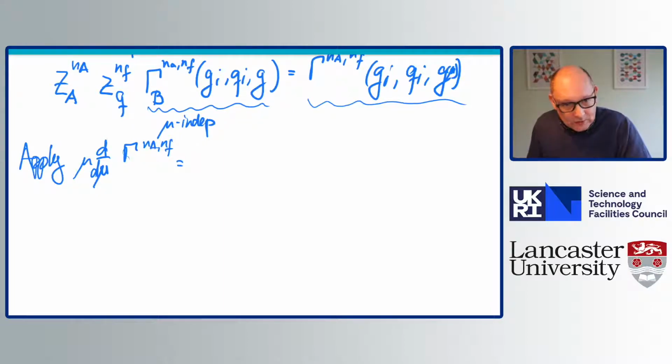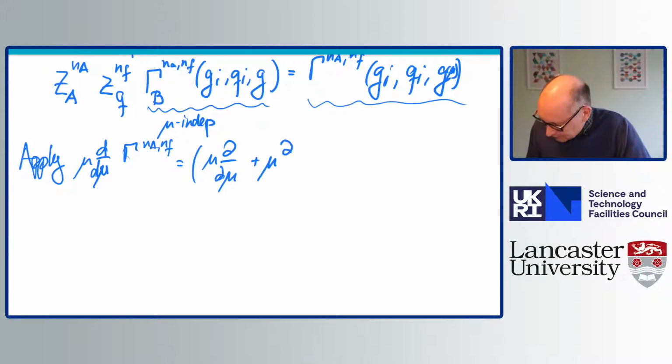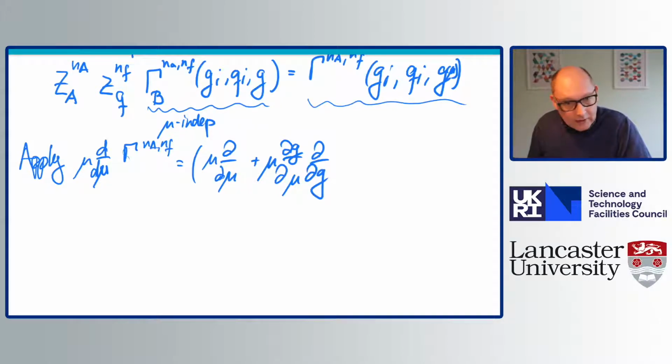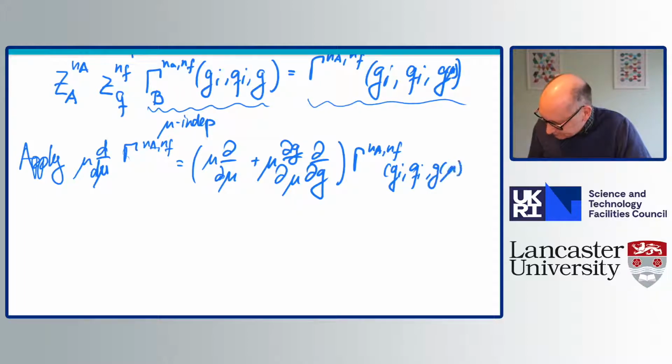We just write out what d/dμ is. That's μ, the partial derivative, meaning the explicit dependence, plus μ, then the dependence on μ through g, and so forth. So if we write it like this on the renormalized Green's function, not the bare one, but the renormalized one, then this is the result.